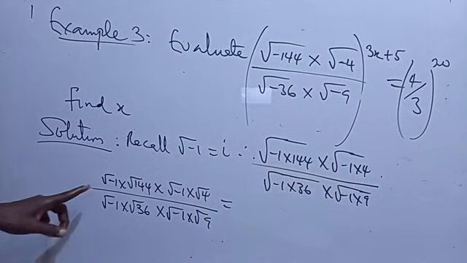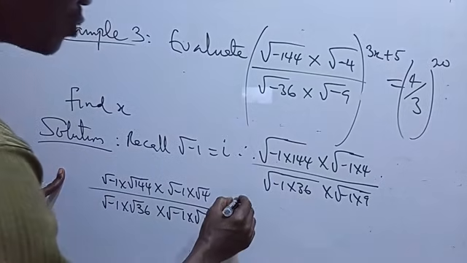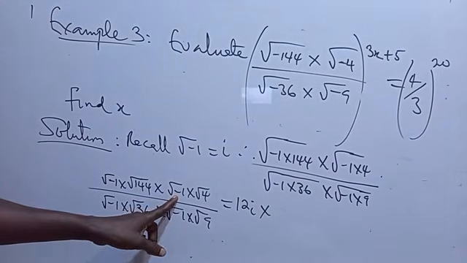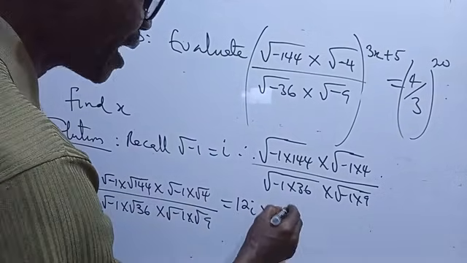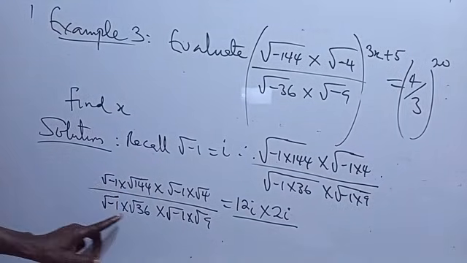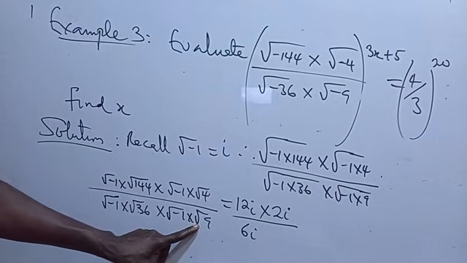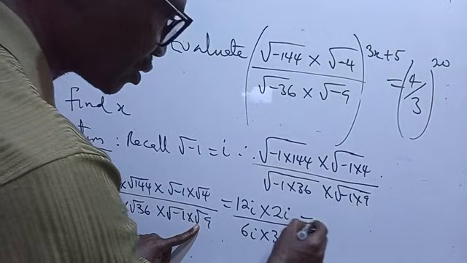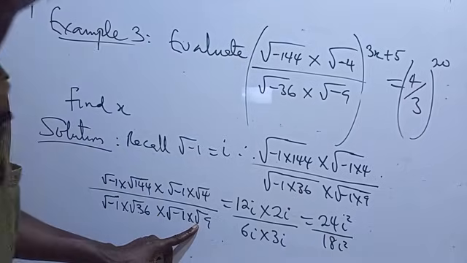So what is the square root of -1? I told you it is i. So i times the square root of 144, which is 12, gives 12i, times i times the square root of 4, which is 2i, times 6i, all over i times the square root of 9, which is 3i. So that will give us 24i squared all over 18i squared.